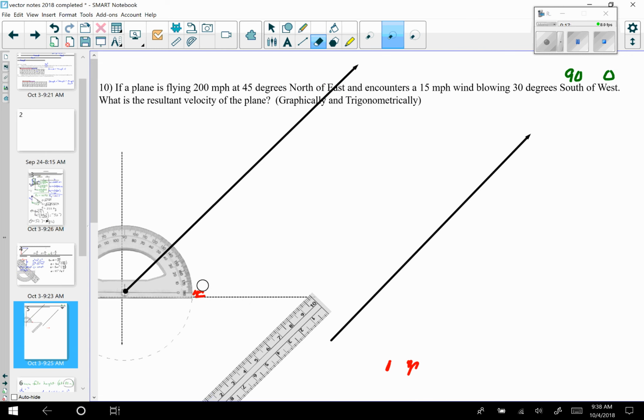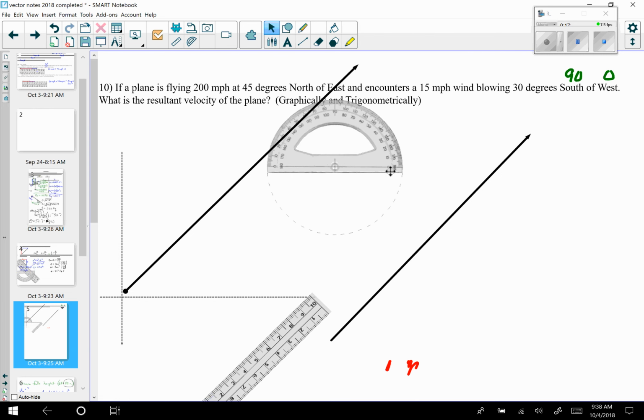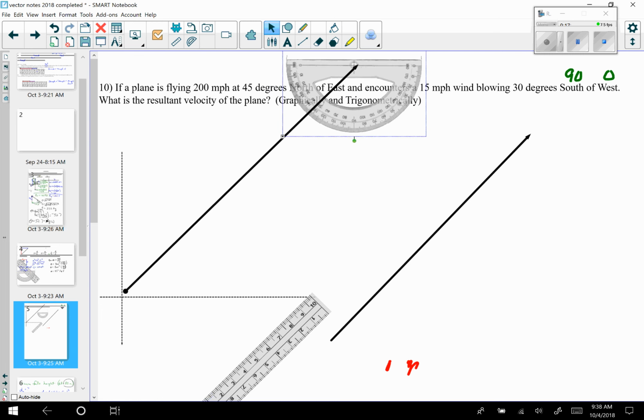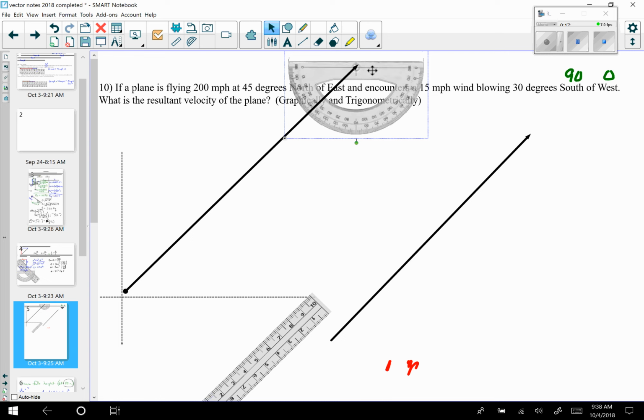I'm going to bring my protractor up here, and I'm going to flip it around. And so now I have the 0 on west and the 90 is on south. I'm going to put a little tick mark here next to 30 degrees, so that way I know where 30 degrees is. So this is 30 degrees right about there. And I went west first and then went south of it.